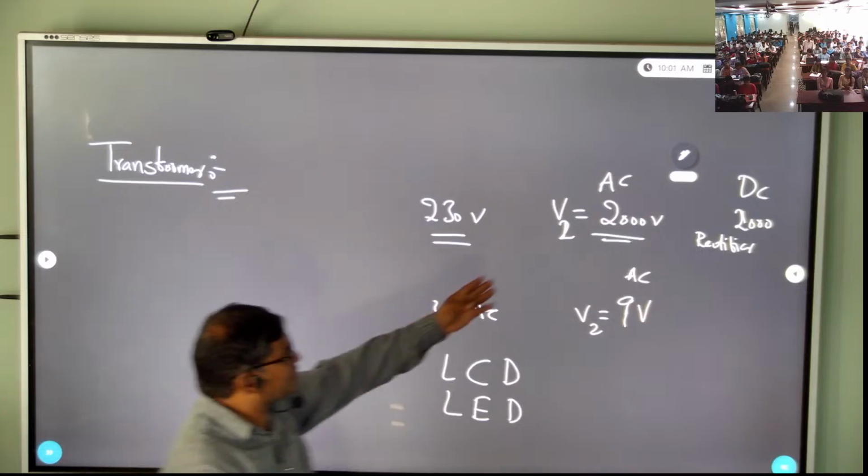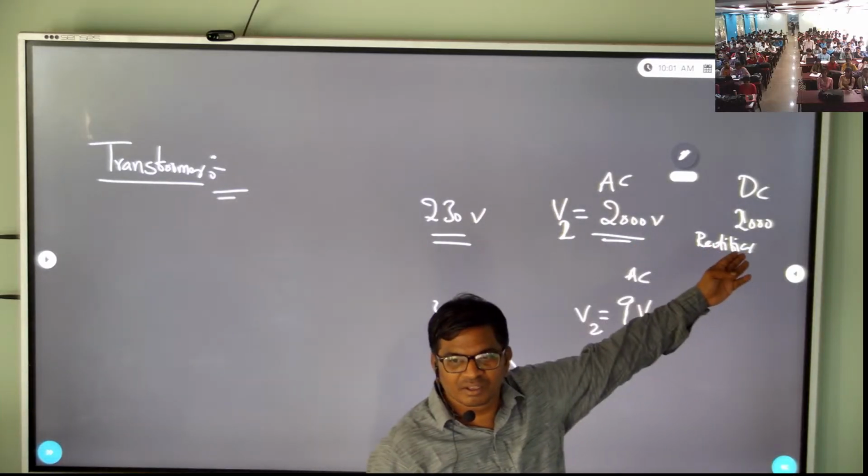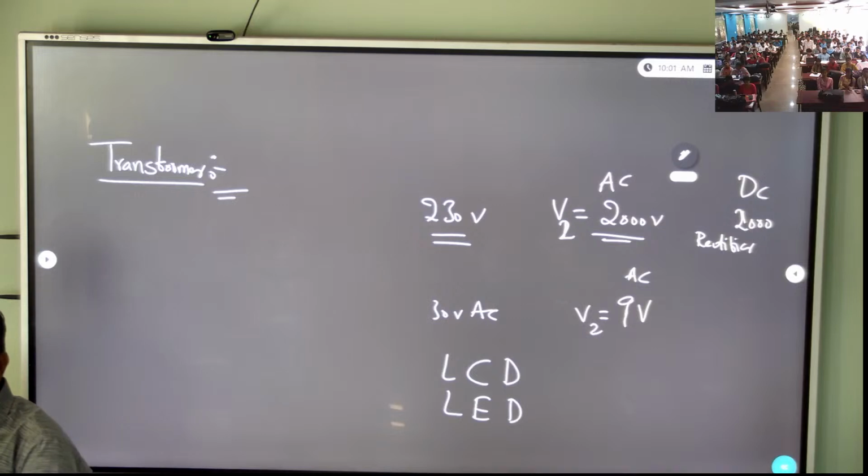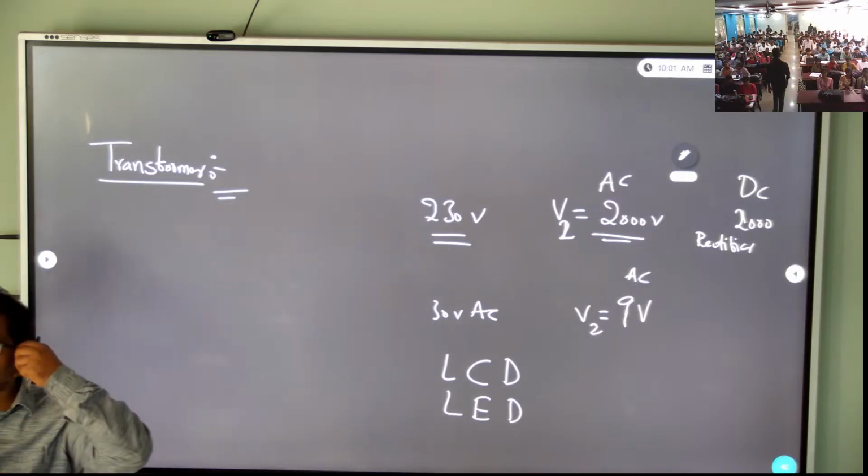Which will change AC to DC. We require DC here. Transformer will only change the level of voltage: 230 voltage AC to 9 voltage AC. This 9 voltage AC is converted to 9 voltage DC by using a rectifier. So a rectifier is a circuit which will convert AC to DC.